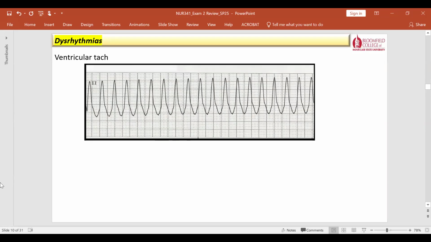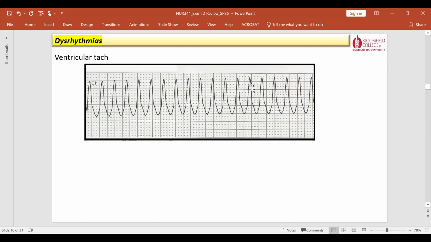And with VTAC, you definitely are going to see a QRS that is completely distorted. There is no P wave, and that is how ventricular tachycardia will look. It depends, because we have two different scenarios with the VTAC.